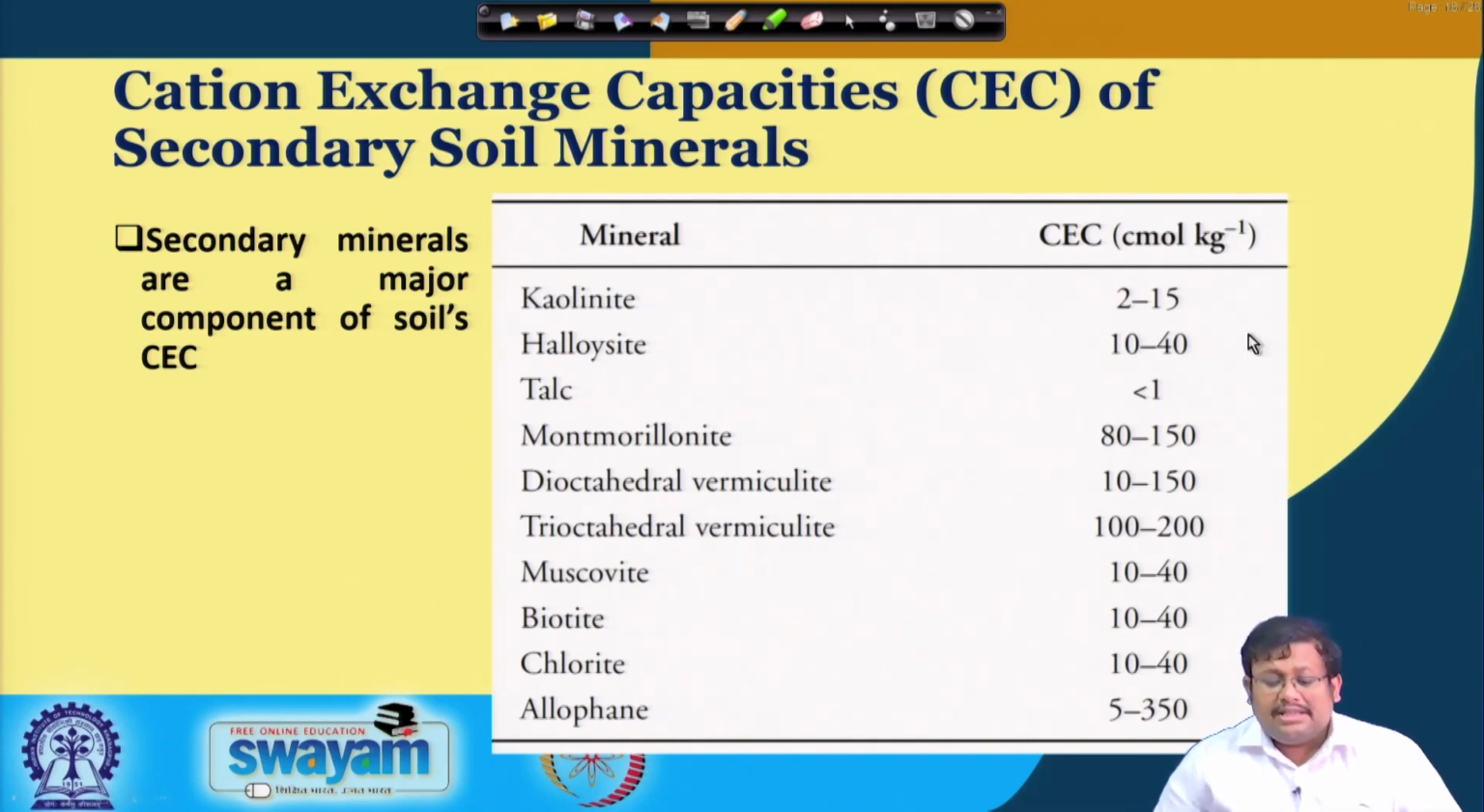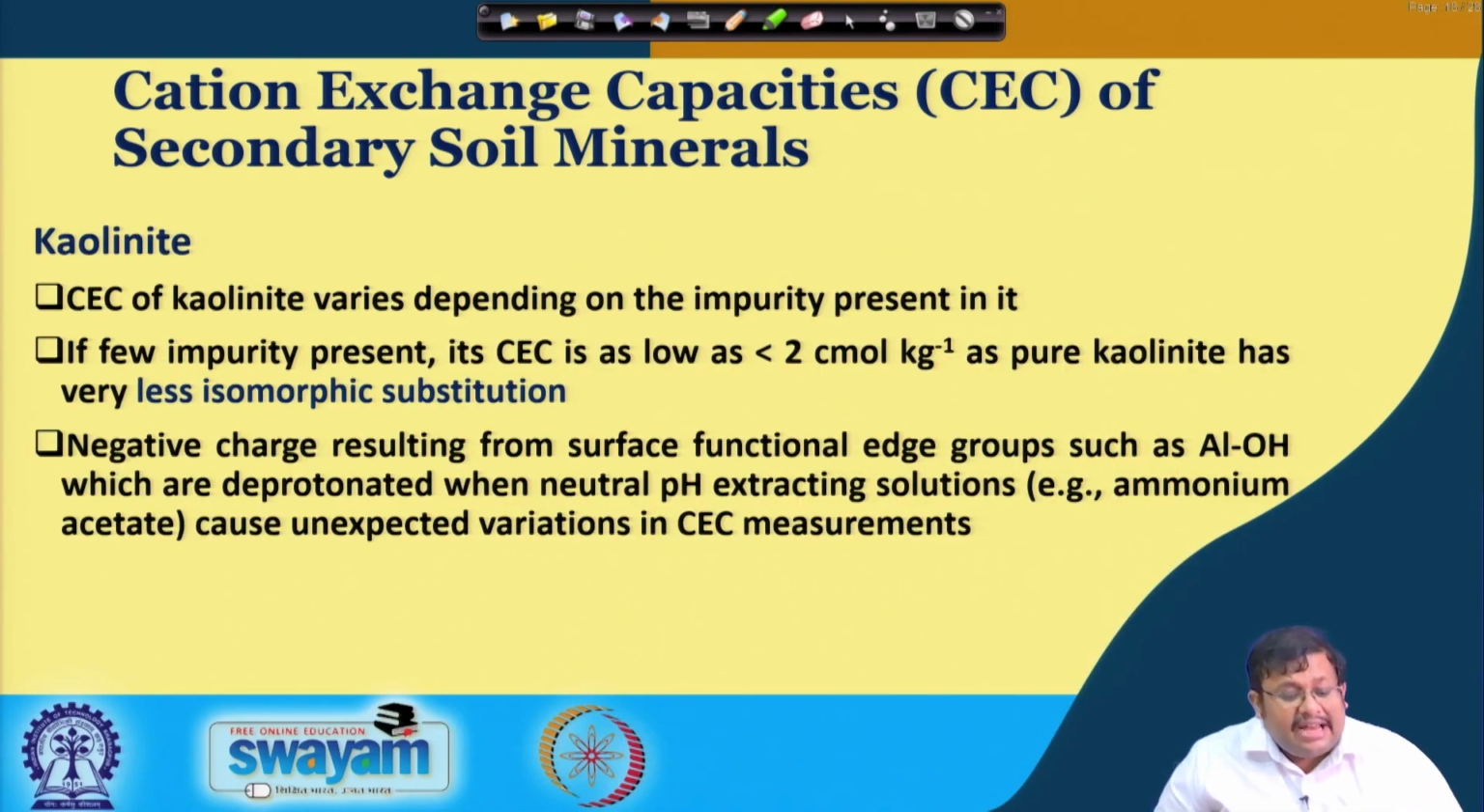Kaolinite also has a very low CEC, and in the case of trioctahedral vermiculite as well as montmorillonite, the CECs vary from 100 to 200 or 80 to 150 centimole per kg of soil, because of the huge amount of isomorphous substitution going on in the structure of these clay minerals. The CEC of kaolinite varies depending on the impurities present in it. If few impurities are present, the CEC is as low as less than 2 centimole, as pure kaolinite has almost no isomorphous substitution.